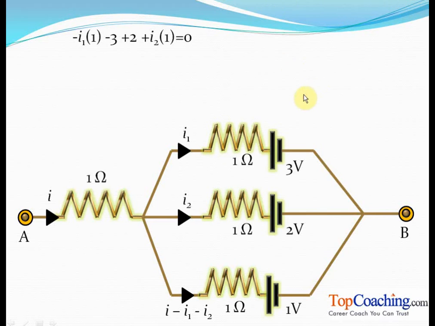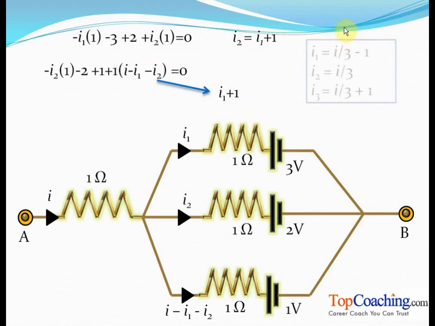Similarly, let's apply Kirchhoff's law for the second loop, this loop here, you see. When we do that, we get this equation. From the first equation, simplification tells us that I2 equal to I1 plus 1. When we substitute I2 in the second equation as I1 plus 1, we get this expression. We get the value of I1 as I by 3 minus 1. We get the value of I2, the current through the second branch, as I by 3.